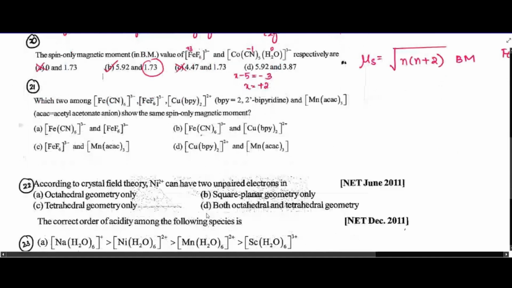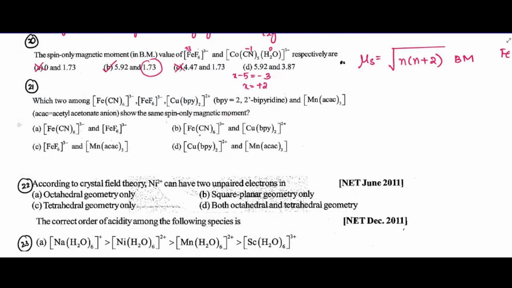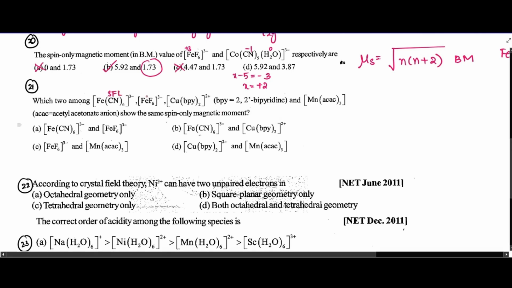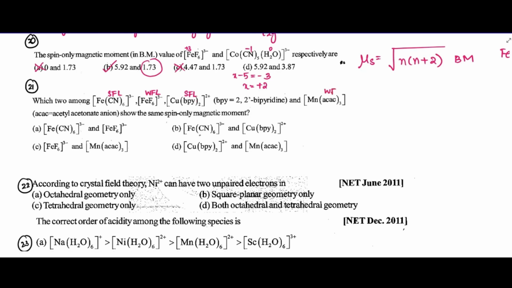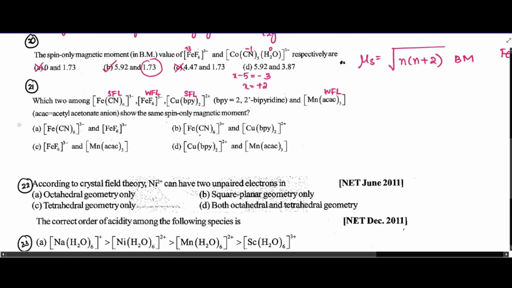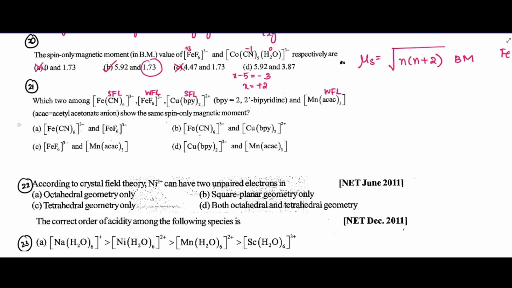Okay. Next question again regarding the spin only magnetic moment. In which is it the same? Spin only magnetic moment. You try. Cyanide is a strong field ligand. Fluoride is a weak field ligand. Bipyridine, all nitrogen donors. Bipyridine is actually a strong field ligand. Acetyl acetonate is a weak field ligand. You will get familiar with more ligands only when you practice questions. So don't worry if you see a new ligand.